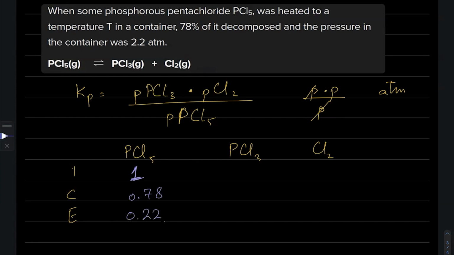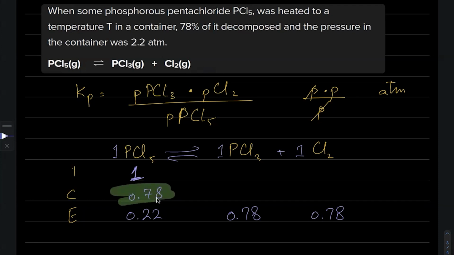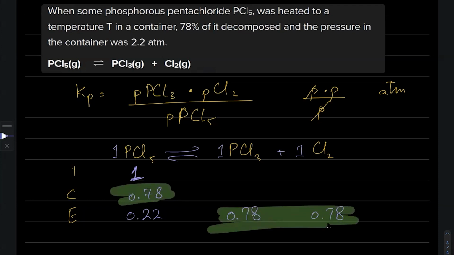Judging by the equation, one PCl5 produces one PCl3 plus one Cl2. That means if 0.78 was used up, I have produced 0.78 of this and 0.78 of this. Notice that this amount determines how much of the products are created. Initially I had 1 mole of PCl5 and 0 of the others, but at equilibrium, because 0.78 has been used up, I create 0.78 of PCl3 and 0.78 of chlorine.